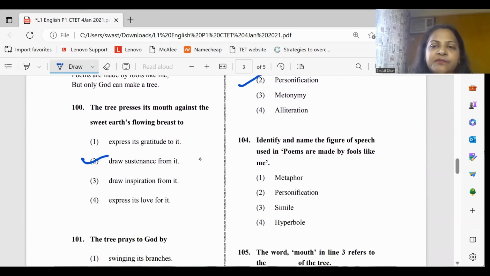Again, another figure of speech is: poems are made by fools like me. Fools like me, this would be a simile.